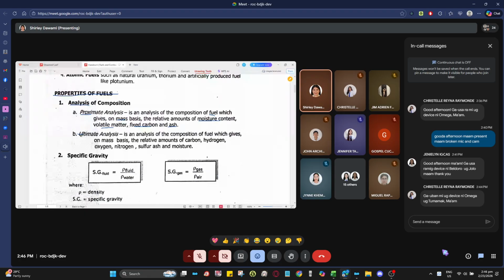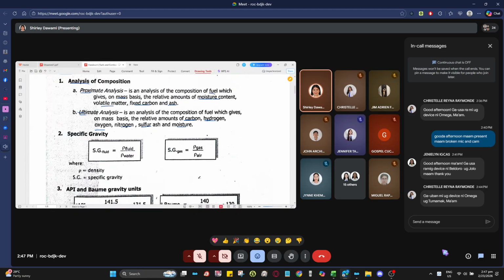For the ultimate analysis, the same weight percentage gihapon ni siya. Pero it is the relative amounts of carbon, hydrogen, oxygen, nitrogen, sulfur, ash, and moisture. No, that is for the ultimate analysis. For sa mga problem, i-specify mo na siya, no, kung with a given ultimate analysis, then ihatag niya ning mga relative amounts or weight percentage ani nga mga element. Okay.